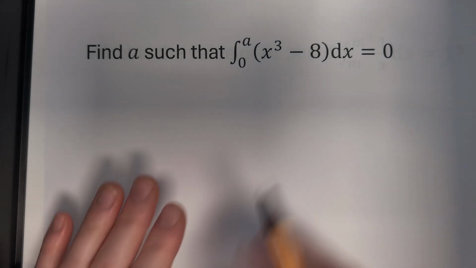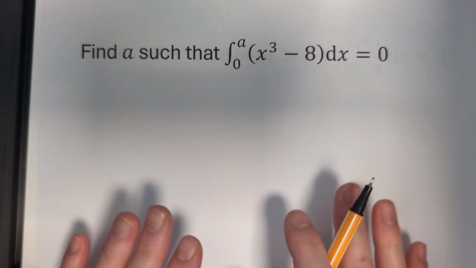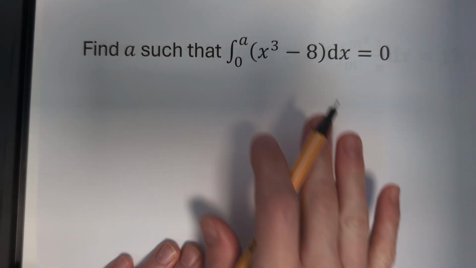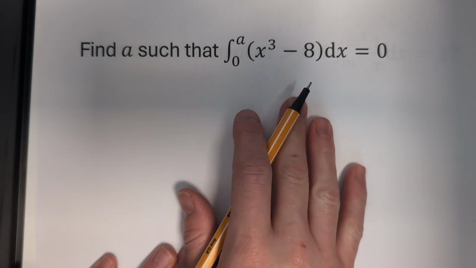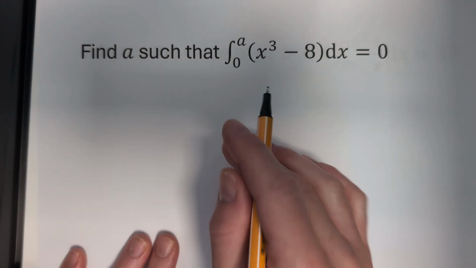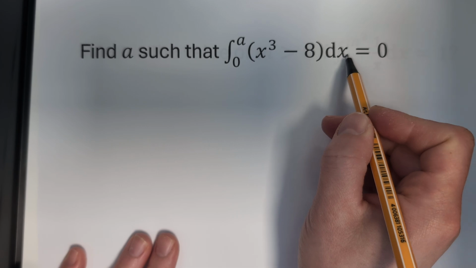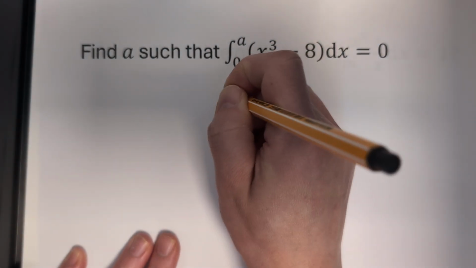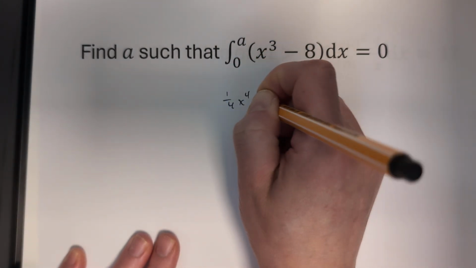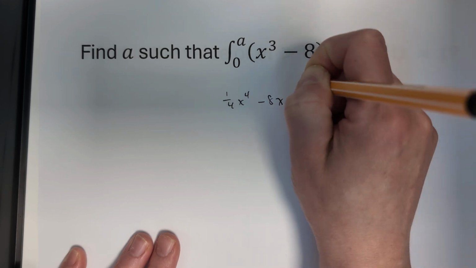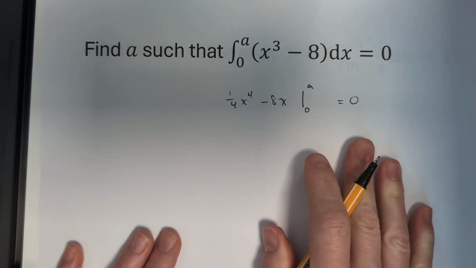Here's an example of one that you can't do on your calculator in this way, though. There are different ways with graphing to figure it out, but it's relatively easy to do finding this just by hand. So we're going to go about it the same way. We know that this is equal to the antiderivative from 0 to a, and we want that to equal 0.